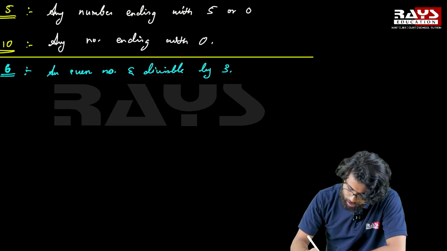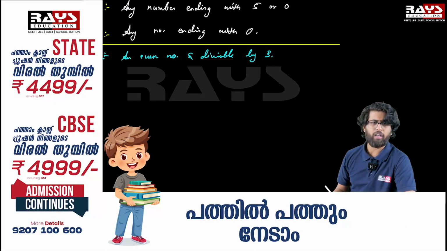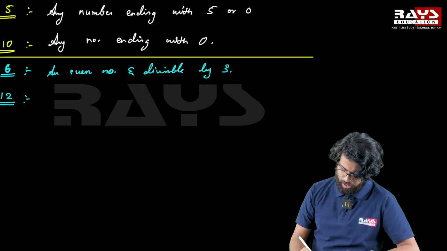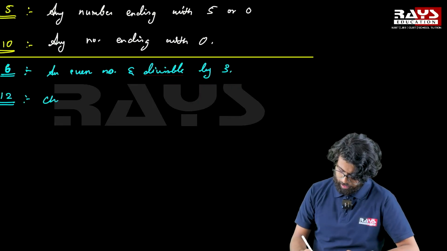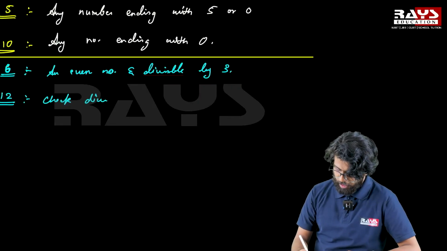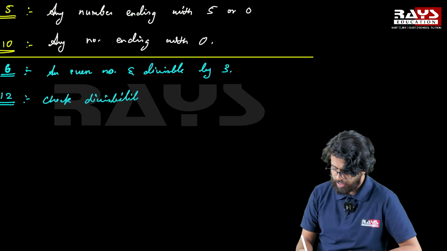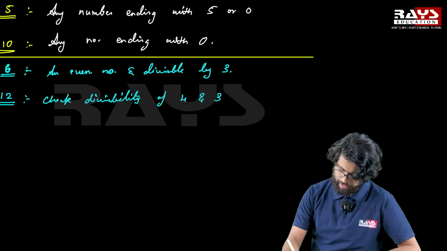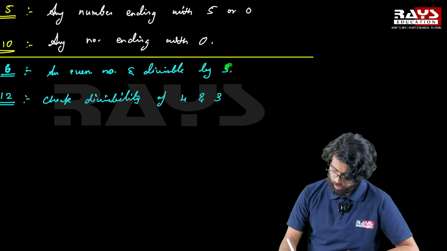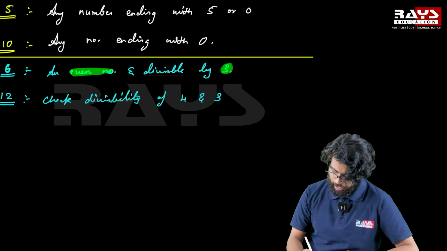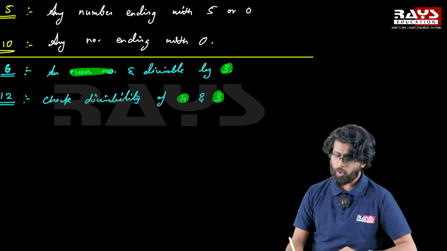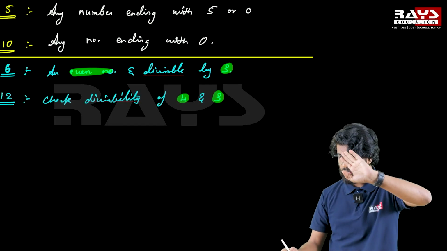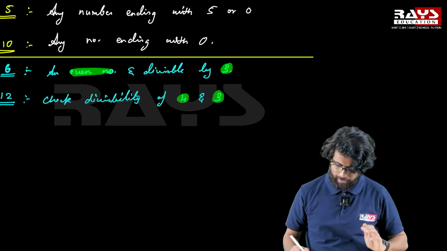Move to the next. I think we were to discuss 12, right? Yes, 12. So 12 is also very similar. You have to check the divisibility of, you might have already guessed it, 4 and 3. Here it was 3 and even number. Here it is 4 and 3. What was the divisibility rule of 4? Just check the last 2 digits, and if it is a multiple of 4, then it is divisible by 4. For 3, add all the digits. That's it.